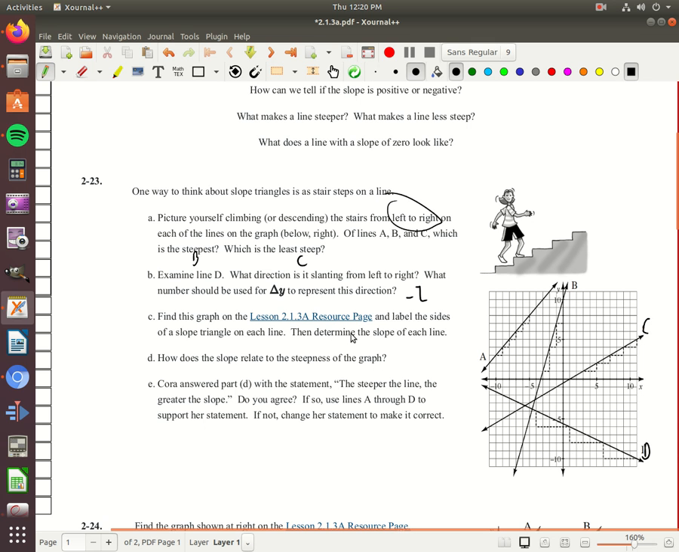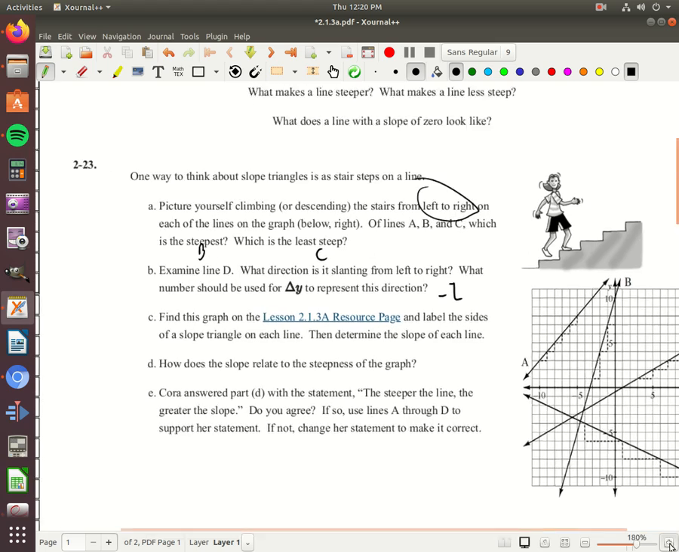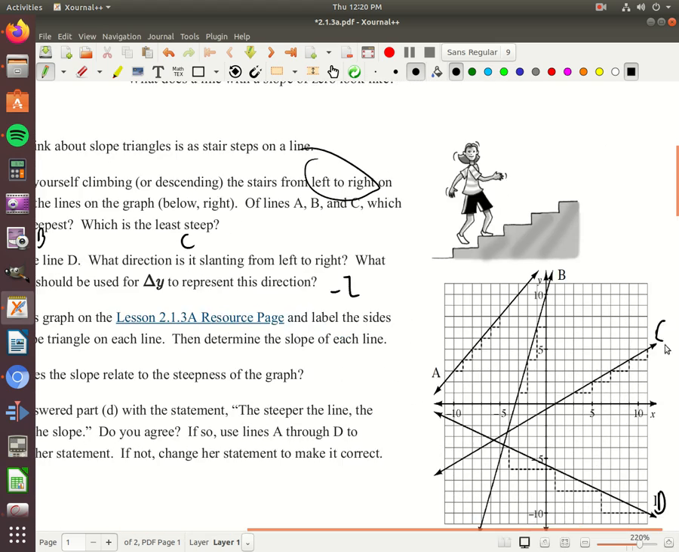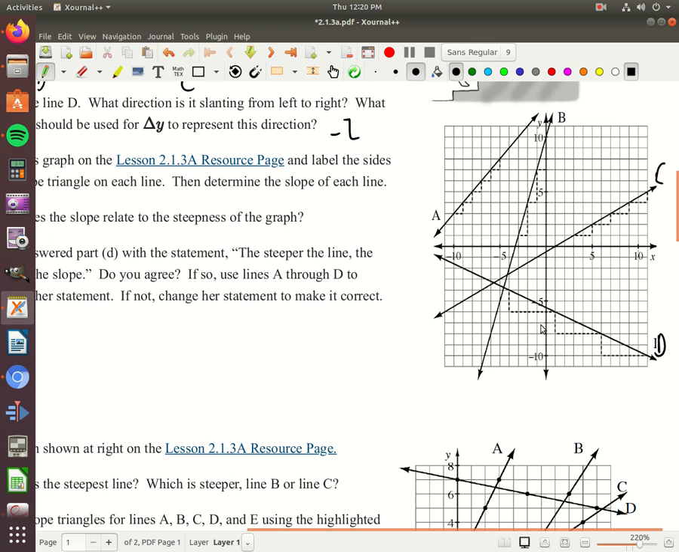Find this graph on the resource page and label the sides of a slope triangle in each line. I'm probably just going to do it right here. So here I have -2 and 1, 2, 3, 4, 5. So D is -2/5. Remember, that's my M, or my slope. For C, I have a rise of 1 and a run of 2. So M is 1/2.